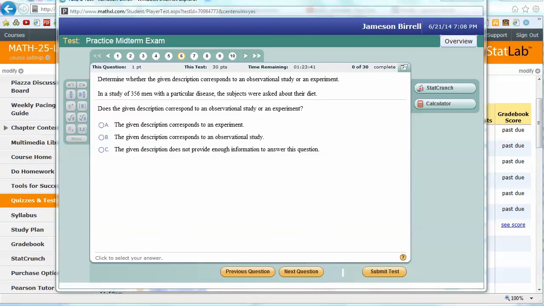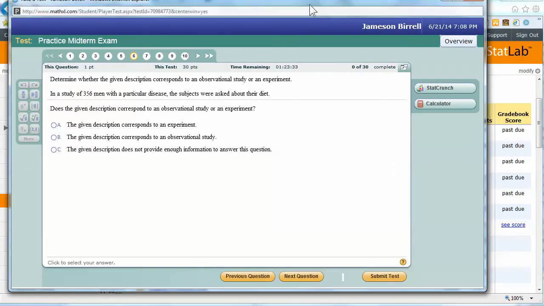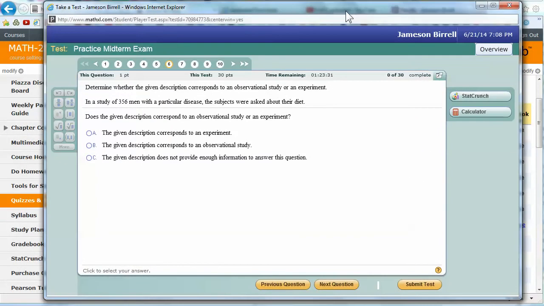Alright, here are practice midterm exam questions, and I'm starting from 6 for this set. We'll see how far we can make it. This first question is relatively easy.